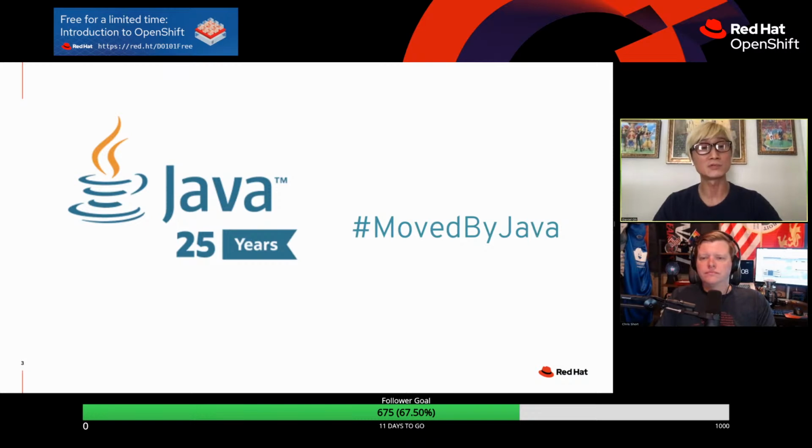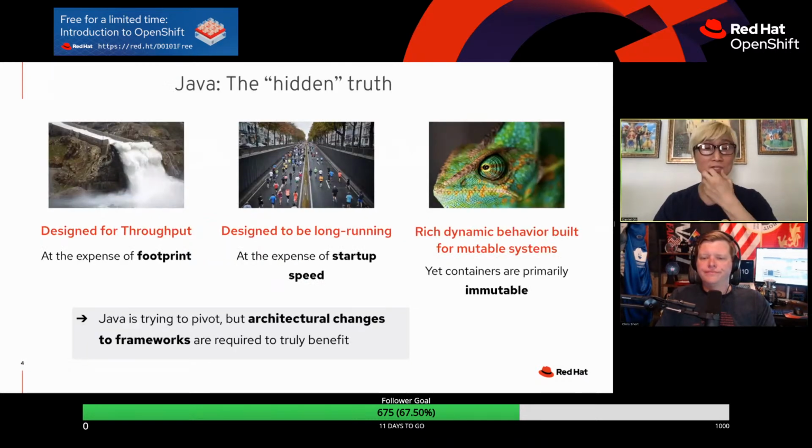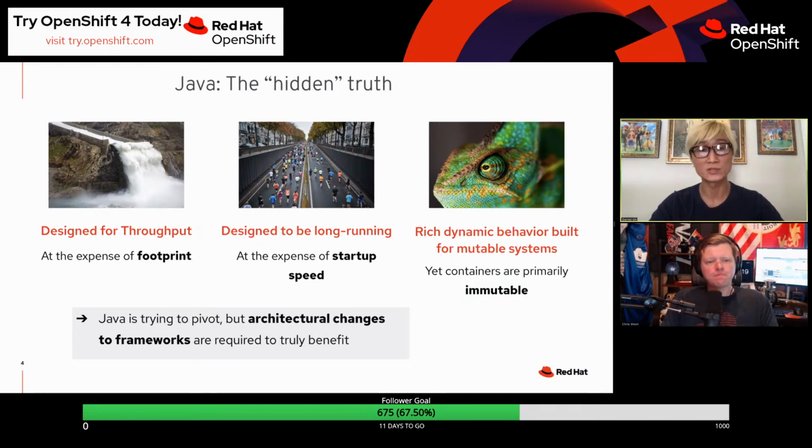So that was happening, and I'm going to talk a little bit more about the truth and history of Java. Java was born back in 1995. At that time, Java really focused on high throughput, which means that Java consumed a lot of memory with heavy memory buffering.